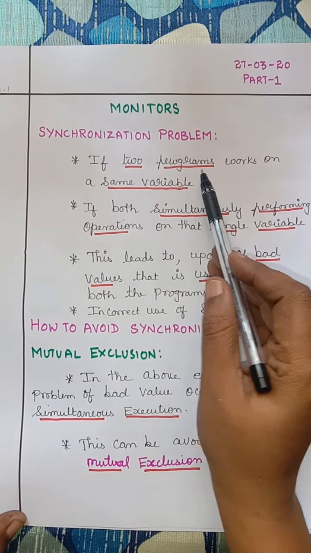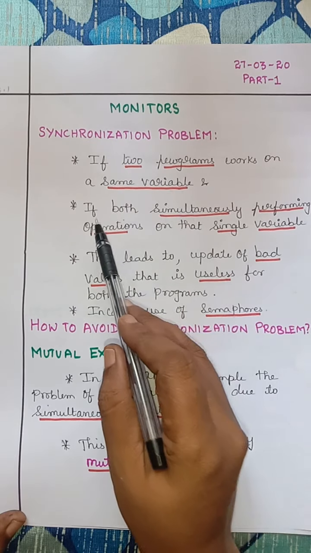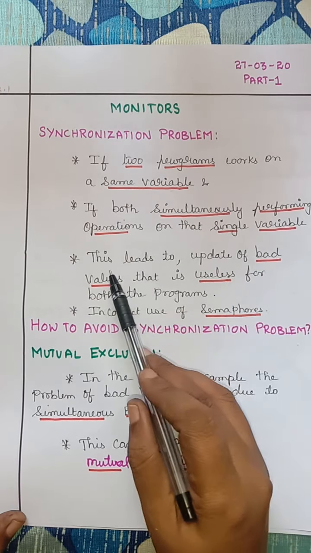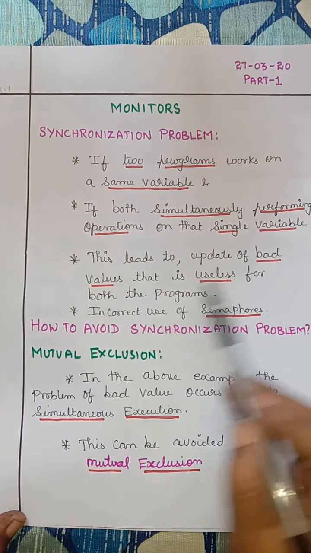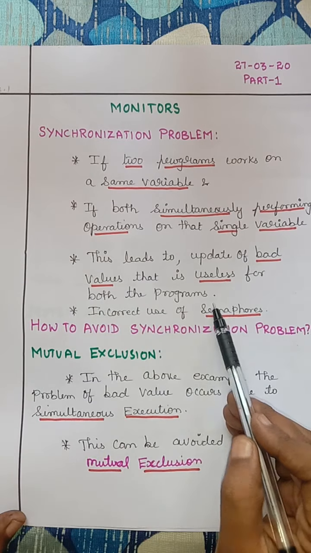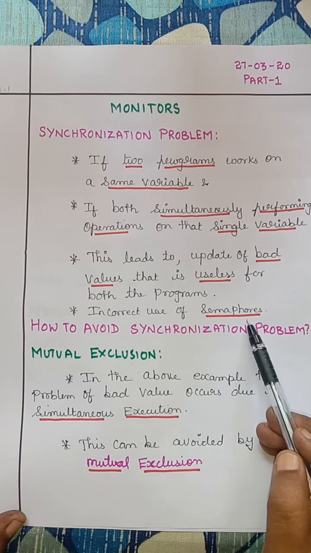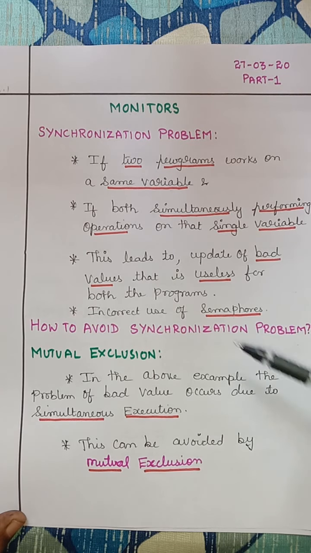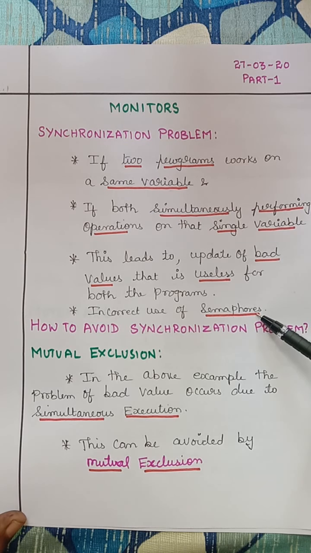If two programs work on the same variable, and both simultaneously perform operations on that single variable, this leads to updates of bad values. That is useless for both the programs. Incorrect use of semaphores leads to this synchronization problem. Then, how do we avoid the synchronization problem?